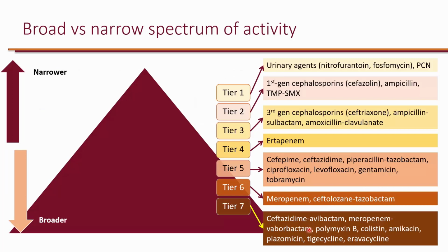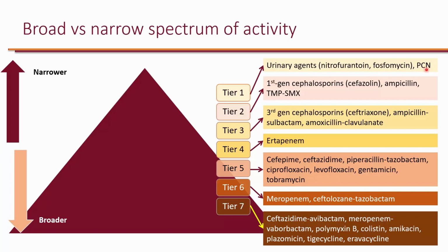This chart here is one way of thinking of broad versus narrow spectrum of activity. And this broad versus narrow is specifically based on the propensity of these antibiotics to cause collateral damage. So tier 1, which is the narrowest antibiotics, includes the urinary agents, so nitrofurantoin and fosfomycin. Because they primarily go into the urine and they don't go anywhere else in the body, they don't have the propensity to cause collateral damage. So for example, they do not affect the normal flora in the gut. The same is true with penicillin, because penicillin does not have activity against most organisms.